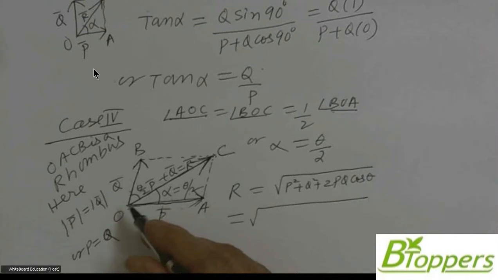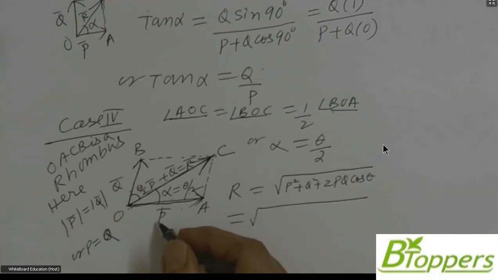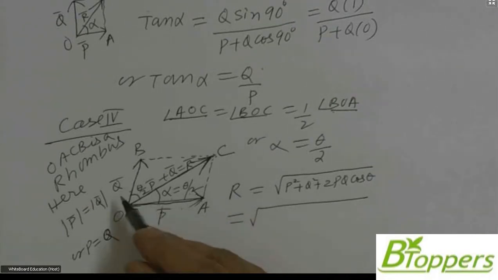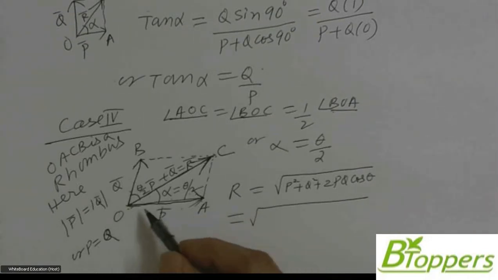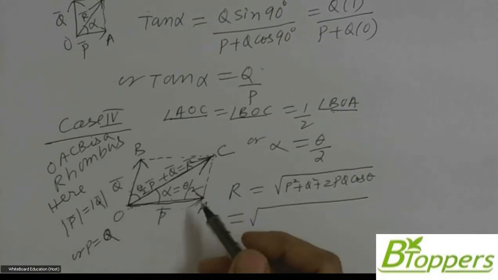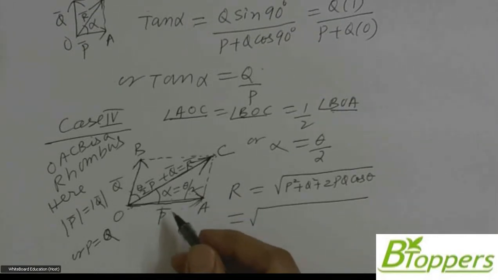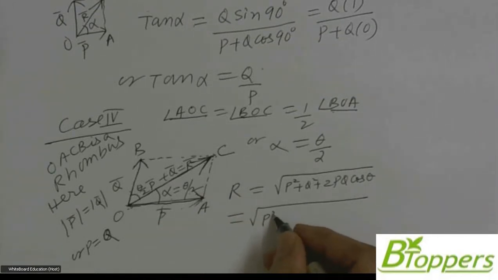But you should not write p bar equal to q bar. In this case, vectors are not equal because the directions of the two vectors are different. In general, two vectors are said to be equal if and only if they have same magnitude and same direction. So in the present case, the two vectors p bar and q bar have same magnitude but not same direction. So we can write q equal to p, but q bar is not same as p bar.